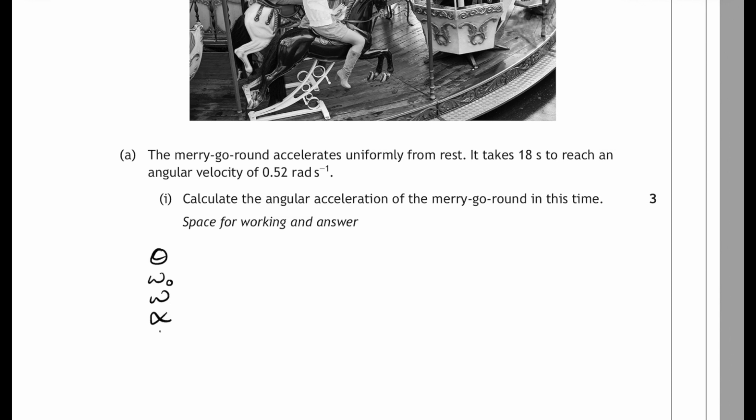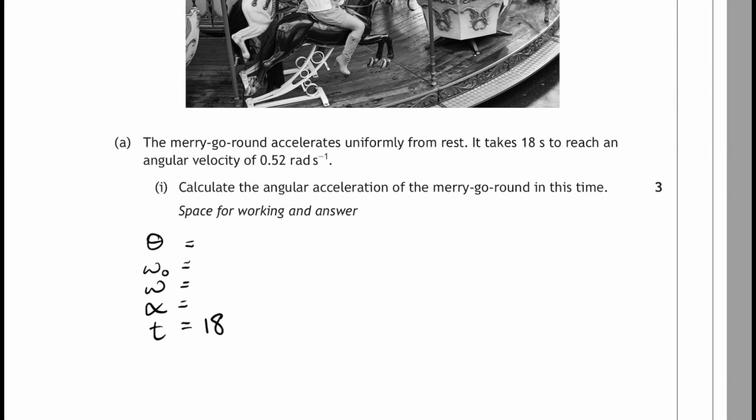So let's make a list of our 5 variables, and we will fill in what we know then from the question. So we're told that the time it takes is 18 seconds. It starts from rest, so omega naught is 0, and it reaches a final angular velocity of 0.52 radians per second.